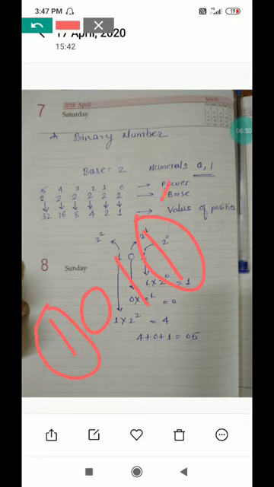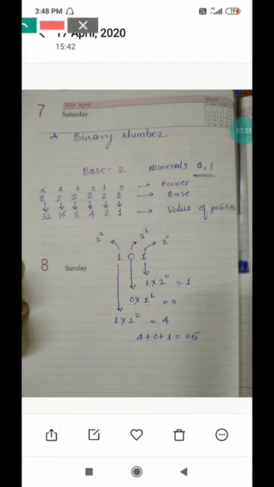So this one is 2 to the power 0, so it is 1 multiplied by 1 is 1. Then this is 1 multiplied by 2 to the power 1 is 2. Then this is 0 multiplied by 2 to the power 2 is 0, and 1 multiplied by 2 to the power 3 is 8. So you will add all these numbers, 8 plus 0 plus 2 plus 1, it will be 11. Okay, likewise you can calculate any number.